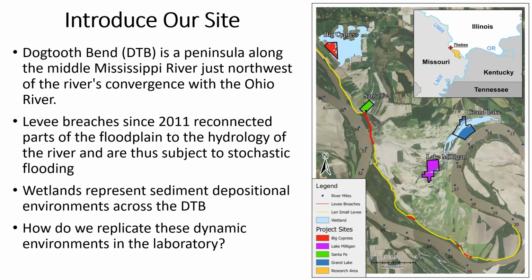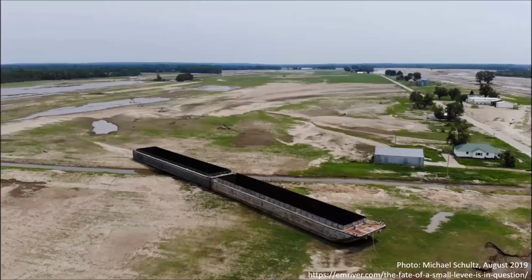We selected wetlands to represent different sediment depositional environments across the Dogtooth Bend, but ultimately the question becomes, how do we replicate these dynamic environments in the laboratory? And here's a photo of the Dogtooth Bend following a major flood in 2019, in which these two large river barges were deposited in the agricultural fields.